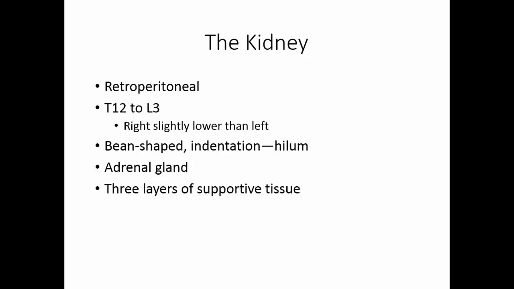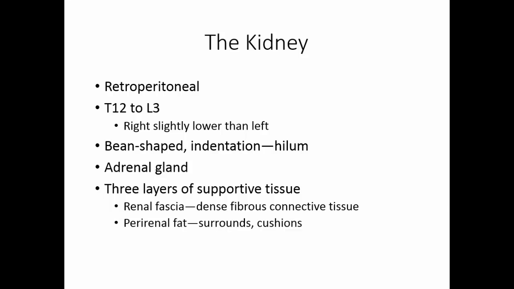The kidney is well supported and held in place by three layers of tissue. The renal fascia is a dense fibrous connective tissue that tightly adheres the kidney to the back of the body wall. Perirenal fat surrounds and cushions the kidney. The fibrous capsule is a transparent, thin layer that helps protect the kidney from infection.